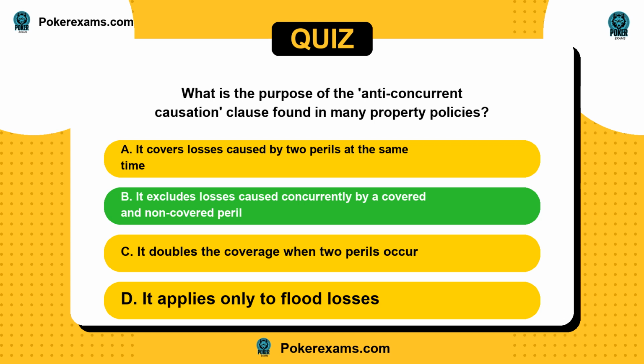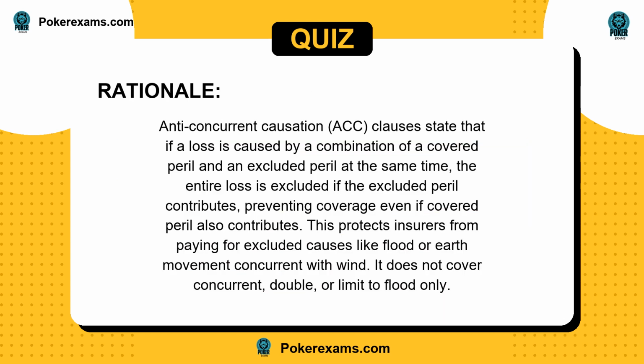The answer is B. Anti-concurrent causation, ACC, clauses state that if a loss is caused by a combination of a covered peril and an excluded peril at the same time, the entire loss is excluded if the excluded peril contributes, preventing coverage even if the covered peril also contributes. This protects insurers from paying for excluded causes like flood or earth movement concurrent with wind. It does not cover concurrent, double, or limit to flood only.